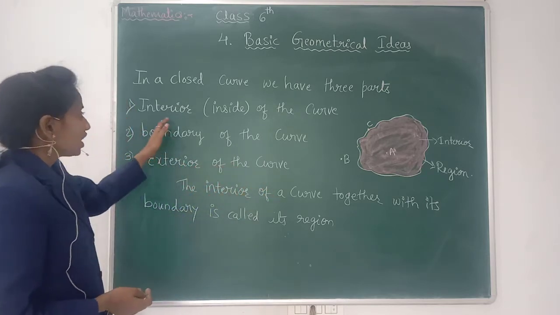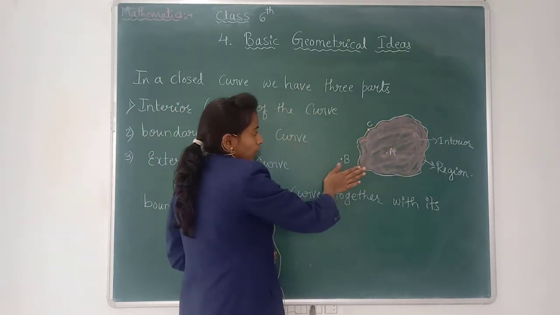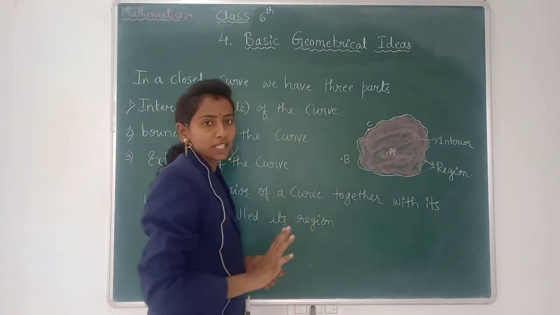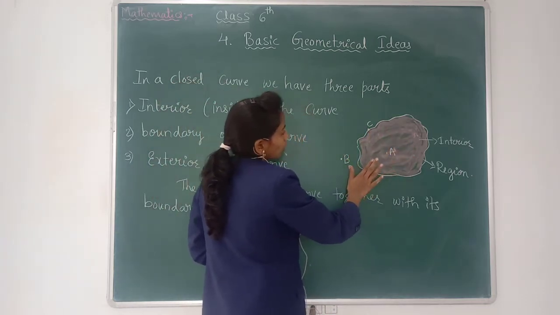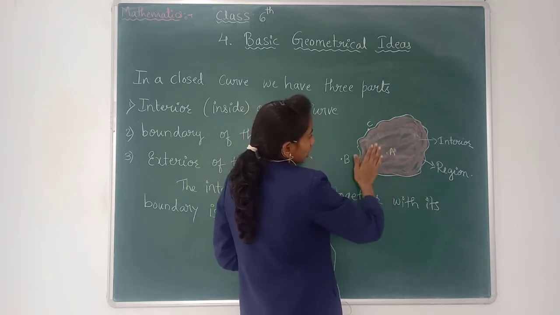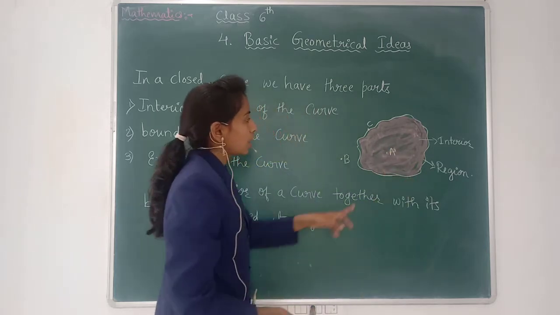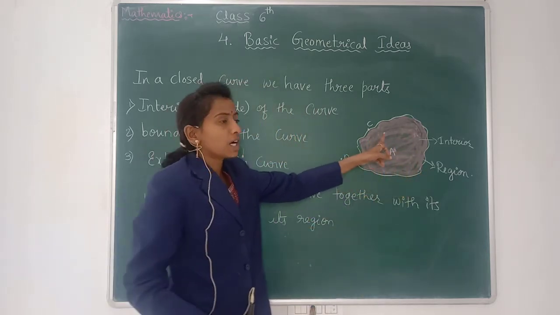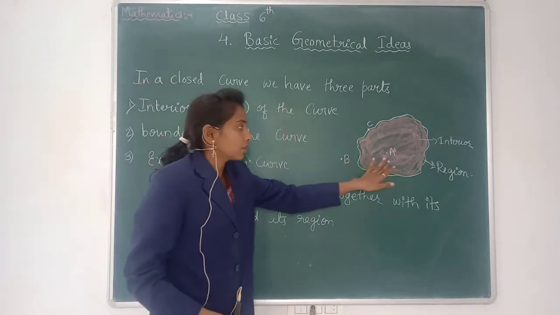So here, it is a closed curve. It does not have any endpoints, so it is a closed curve. Inside, at point A, the portion I have marked with colored chalk is called the inside part of the curve, or the interior part of the curve.